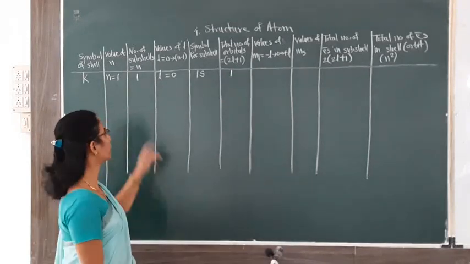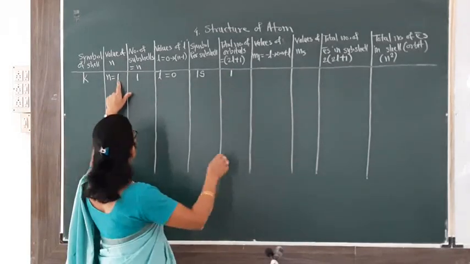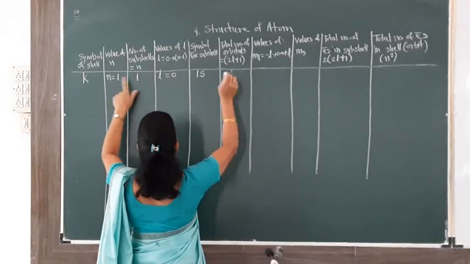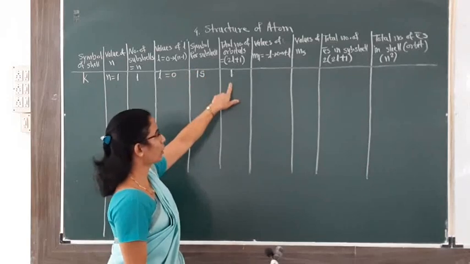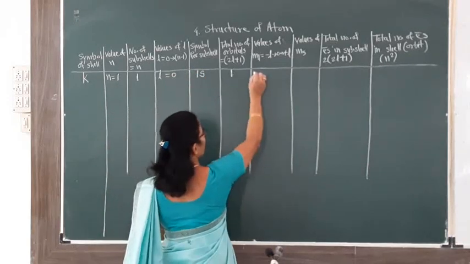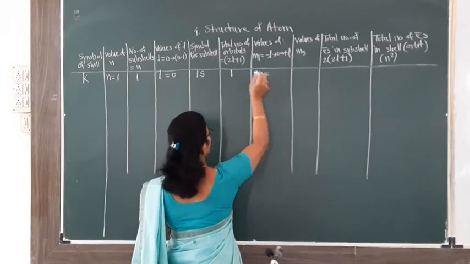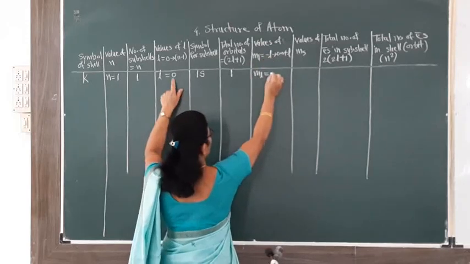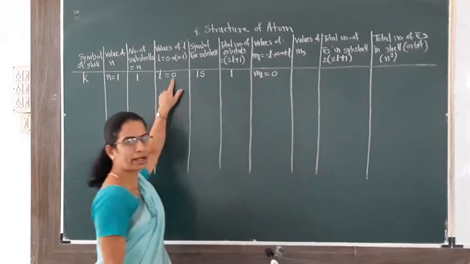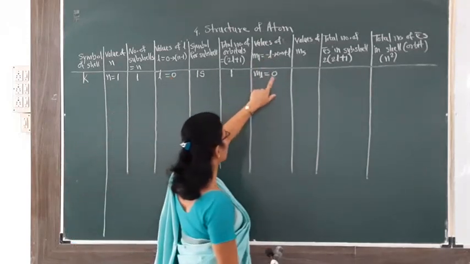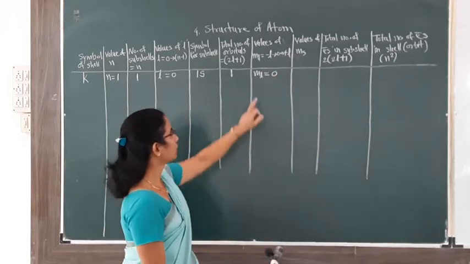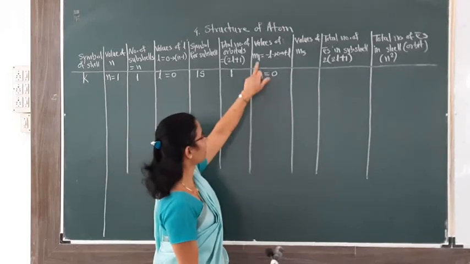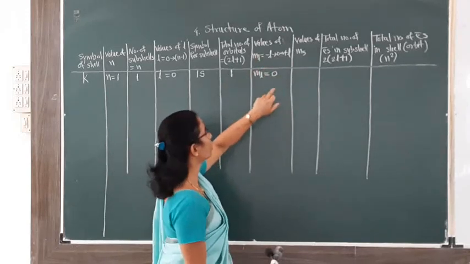So here, by putting the value of l as 0, you will get only one orbital. And the value of m_l starts from minus l, goes through 0, and ends with plus l. So here the value of m_l is 0. Now let's see these orbitals. This m_l indicates the number of orbitals.